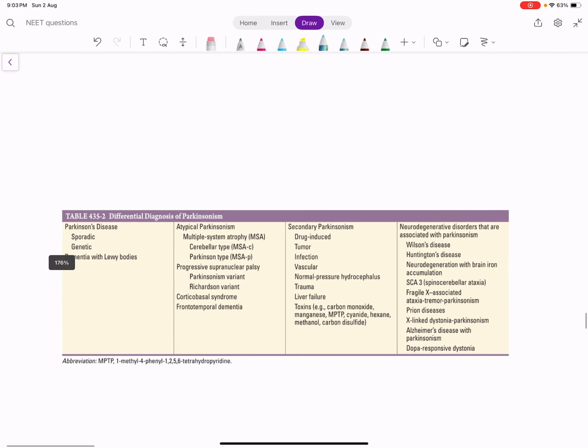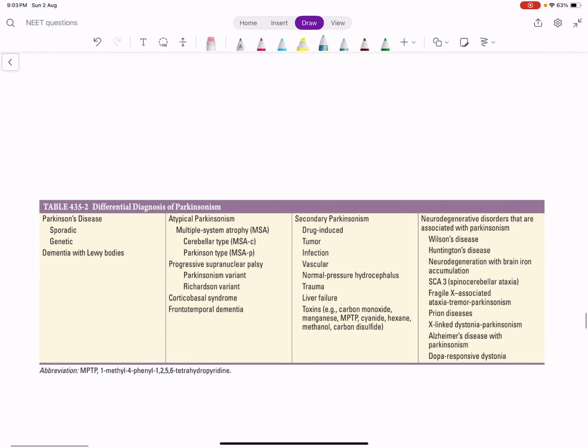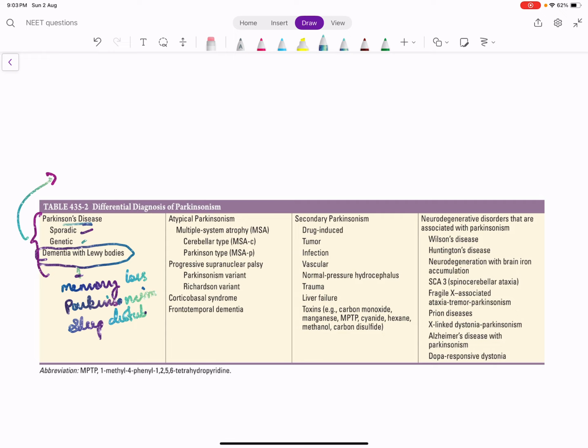So we'll discuss Parkinson's disease. Parkinson's disease is the most common cause of Parkinsonism. It can come sporadically or genetically. Dementia with Lewy bodies: we have discussed the triad of memory loss, Parkinsonism, psychiatric disturbance and sleep disturbances. This is dementia with Lewy bodies. Why these two are taken together is that these two are synucleinopathies, whereas atypical Parkinsonisms are not synucleinopathies.